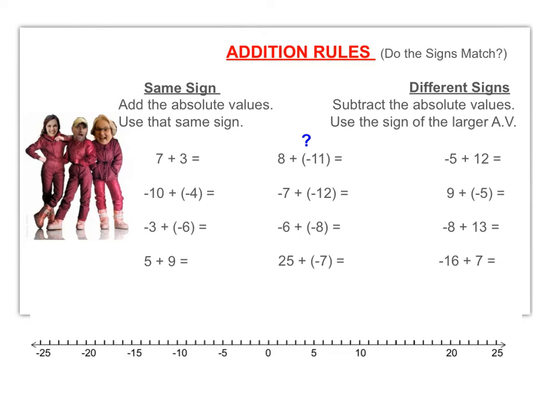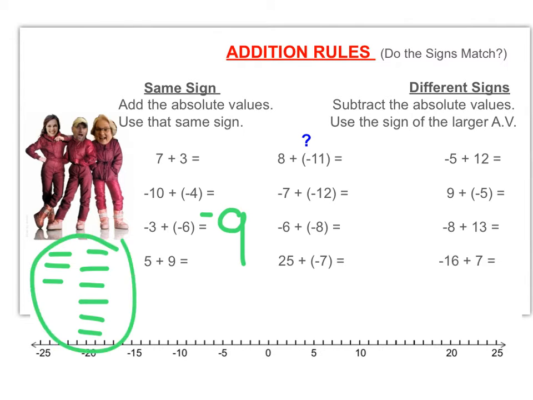Next one is -3 plus -6. They're on the same team. They're all on team negative, so I add 3 plus 6 and get 9. And then I put my negative, the sign that they match at. Another way of showing that is I could show you -3. There's 3 negatives, and then they meet up with these 6. 1, 2, 3, 4, 5, 6 negatives. None of them fight each other. They're all on team negative, so if you count them up, you have 9 negatives.